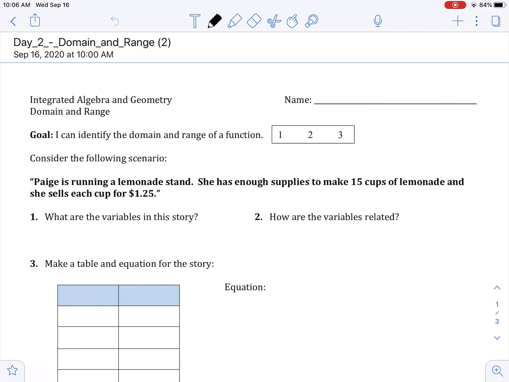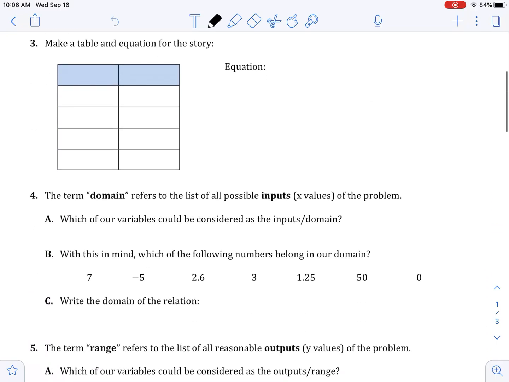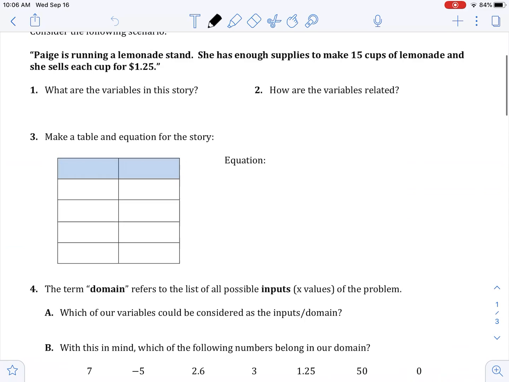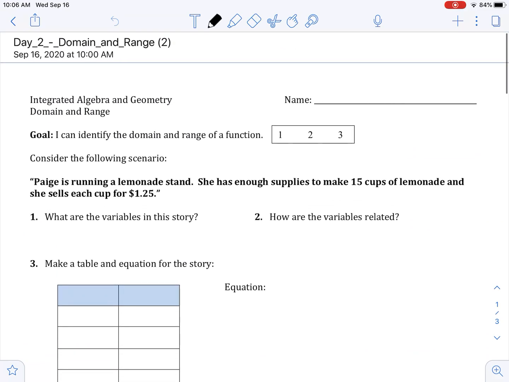All right, so now we're ready to talk about domain and range. Our goal for today is I can identify the domain and range of a function. And you can go ahead and pre-rate yourself on that. If you're not sure what that is, then obviously give yourself a 1. And if you're like, yeah, I could do this whole worksheet by myself, look at that, I've seen this all before, then give yourself a 3.